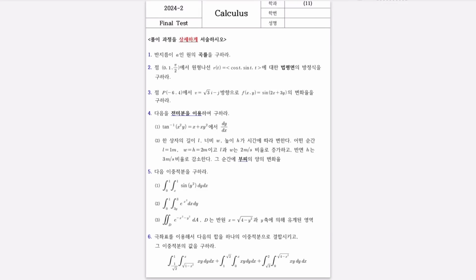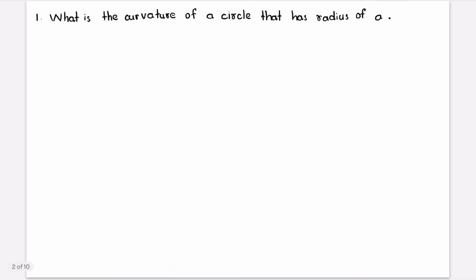So this is the question paper of our final exam. I'm a first year student. So today I will show you how to calculate these questions in this video. So let's move to the first question.